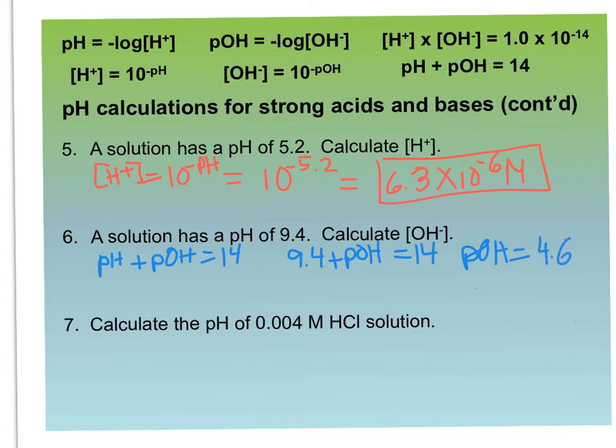Next, I'm going to use this equation here, which is the OH minus concentration is equal to 10 to the negative pOH. So this is equal to 10 to the negative 4.6. And again, I can't leave it like that. I have to actually plug it in.